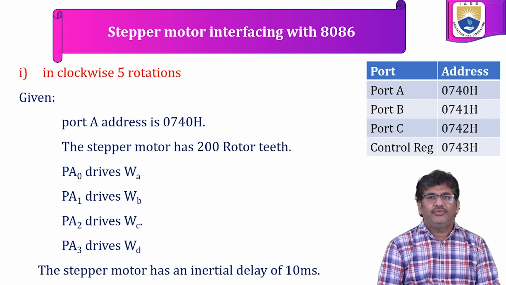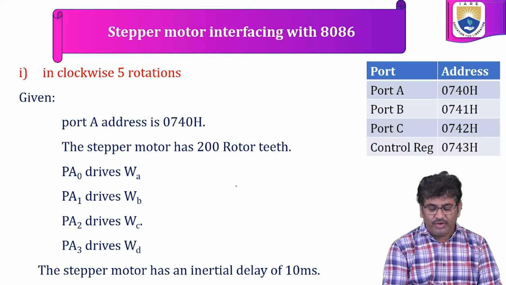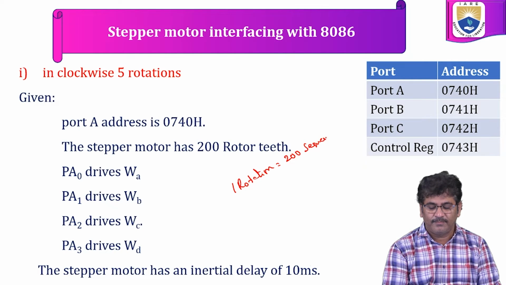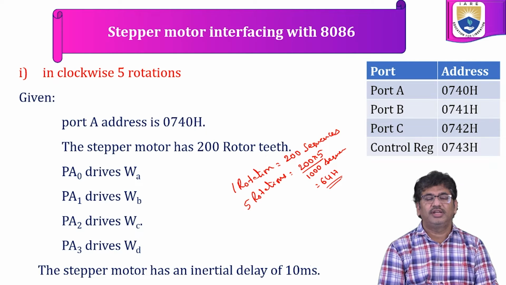Now we will see the given values for the first case: to rotate the stepper motor clockwise 5 rotations. The port address for port A is 0740. The stepper motor is having 200 rotor teeth. For one rotation we have to give 200 sequence pulses. For 5 rotations we have to give 200 into 5, that is 1000 sequences. In hexadecimal, we can take this as 64H.